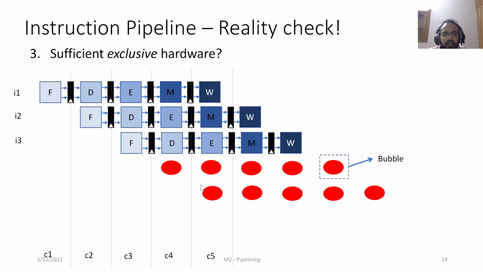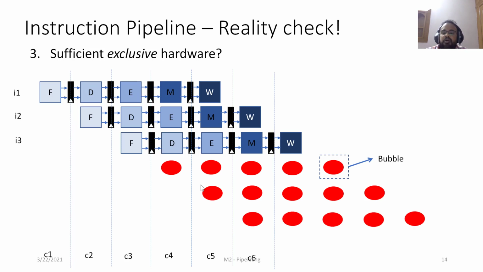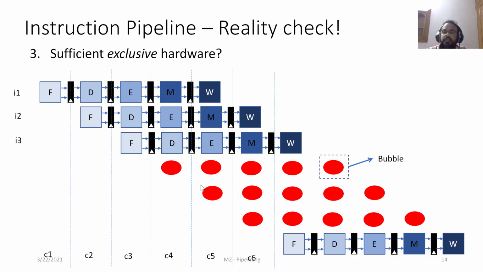Okay, so the same thing would happen in cycle 5 also. Can we fetch I4 in cycle 6? No, because I3 will be in the memory stage. So again there will be one more bubble introduced into the pipeline. I can only fetch I4 in the 7th cycle. What it means is, effectively I can execute only 3 instructions for every 6 cycles.